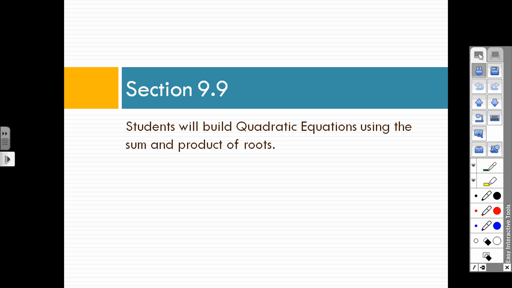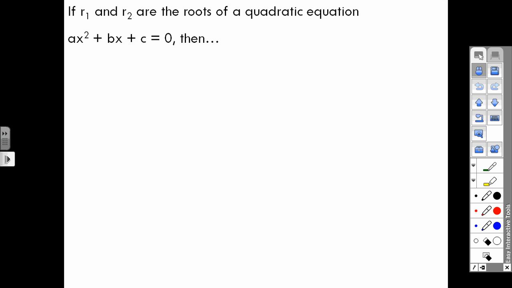Okay, so that takes us to the next part, which is really from section 9, and now we're going to learn about the sum and product of roots. If R1 and R2 are the roots of a quadratic equation, think about your quadratic formula. One of them is where you're adding the square root of b squared minus 4ac, and the other is where you're subtracting the square root of b squared minus 4ac. Those are your 2 roots.